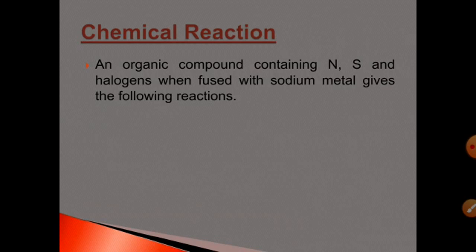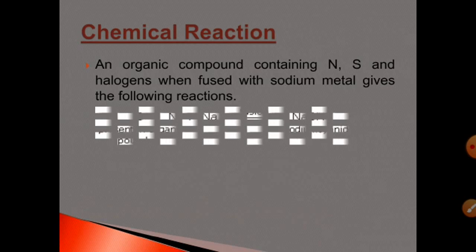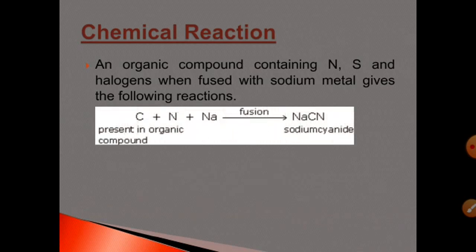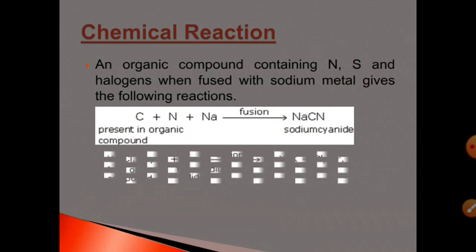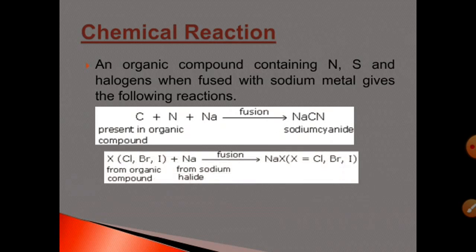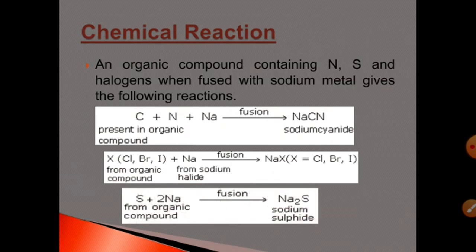Organic compounds which contain nitrogen, sulfur, and halogen, when fused with sodium metal, give the following reaction. They are converted into ionic form. If nitrogen is present, it is converted into sodium cyanide. If halogen is present, it is converted into sodium halide, and if sulfur is present, it is converted into sodium sulfide upon the fusion reaction.